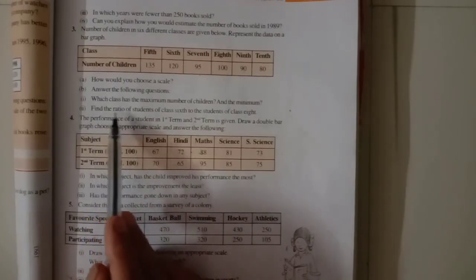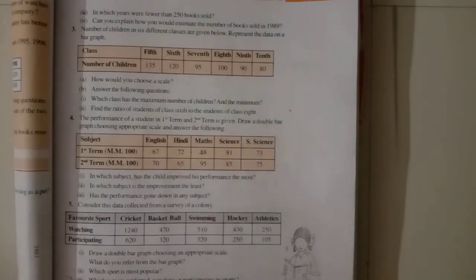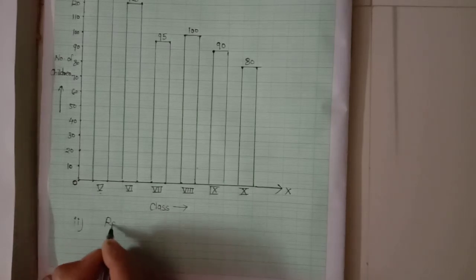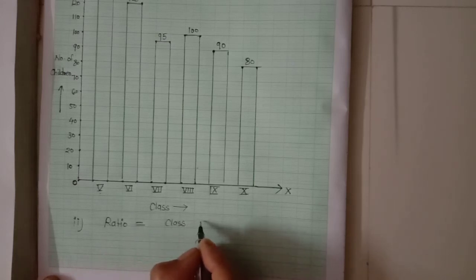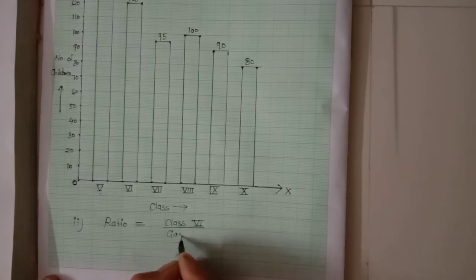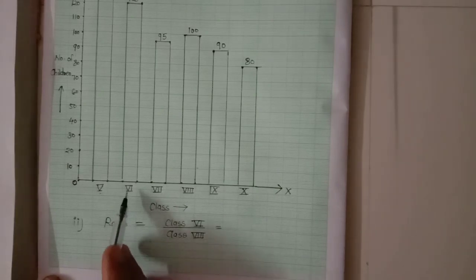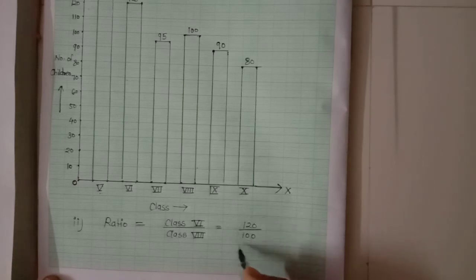In the second question, find the ratio of students of class 6 to class 8. So we will find the ratio. In the second part, we have to find the ratio of children in class 6th to children in class 8. And you can see in this bar graph and table also, there are 120 students in class 6 and 100 students in class 8. Okay, now we will simplify this.